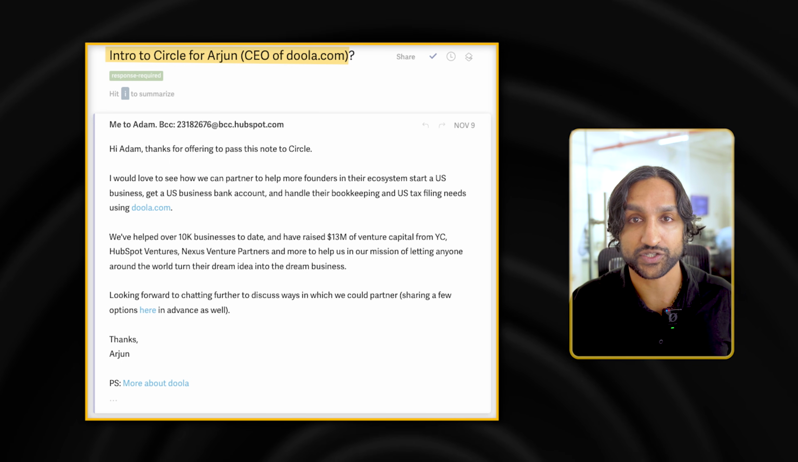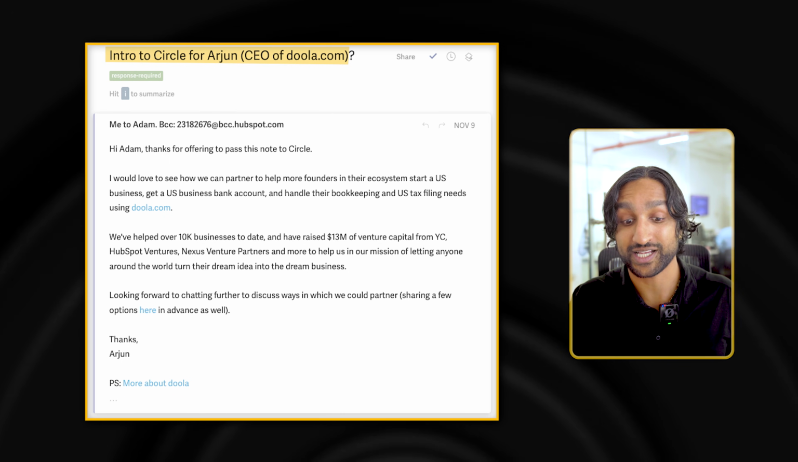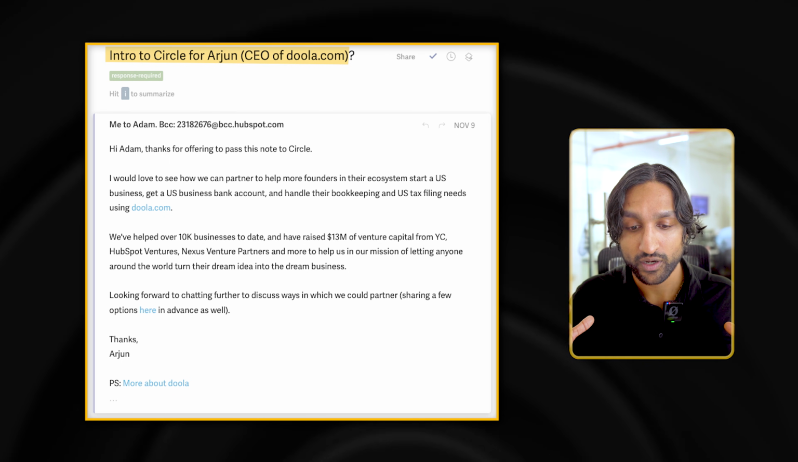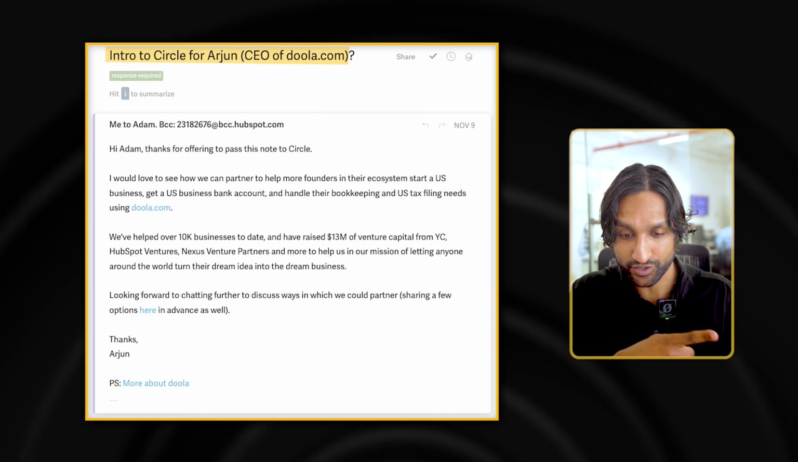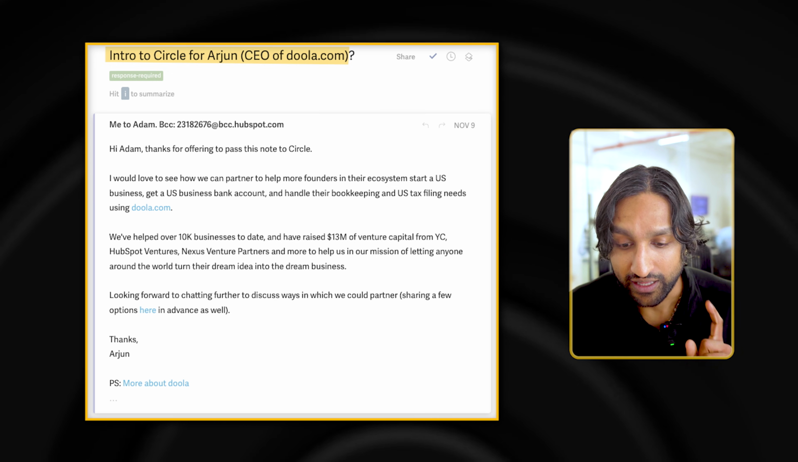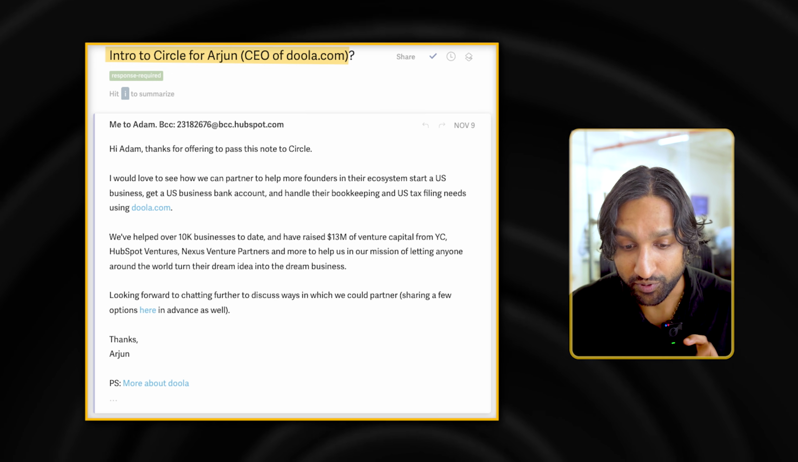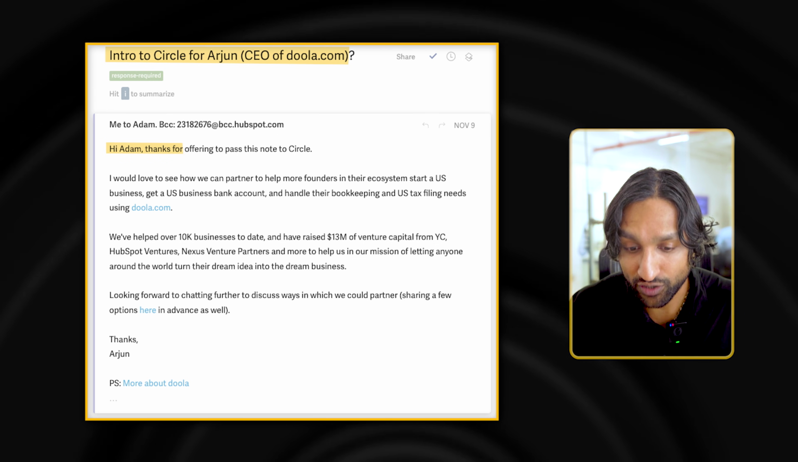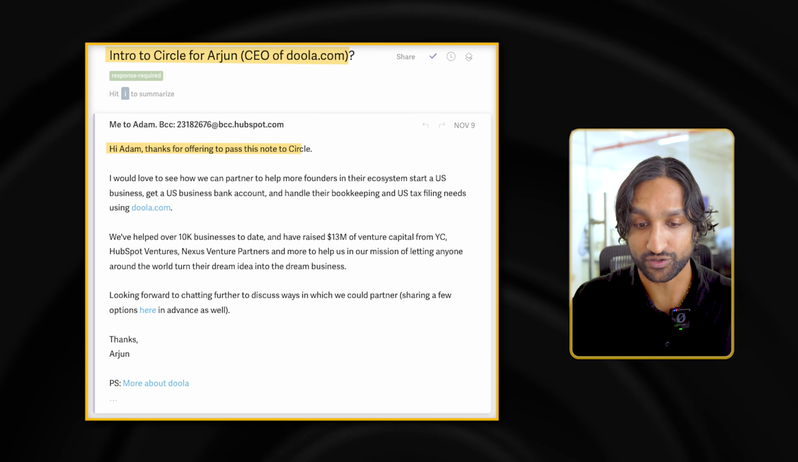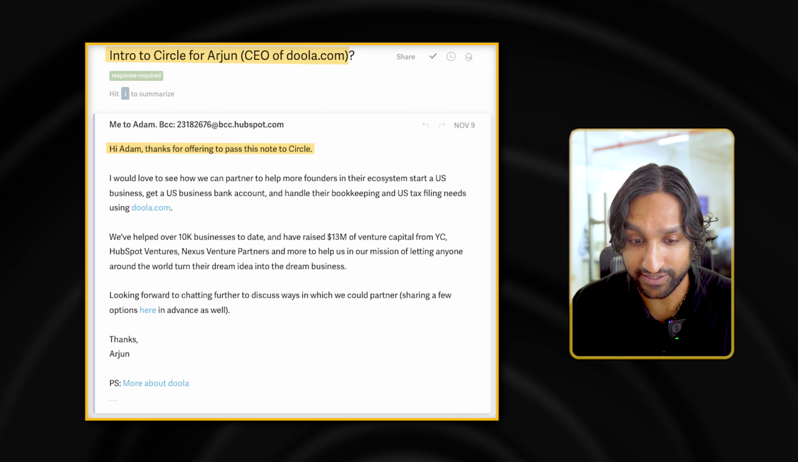This case, I didn't add YCS20, but so clear from when I sent this to Adam, he knows, oh, I need to introduce Arjun to Circle. It says it right in the subject line. Then from there, you'll see the personalization. I start off with Adam, thank you for offering to pass this note to Circle. It's a reminder again of what you're asking them to do.